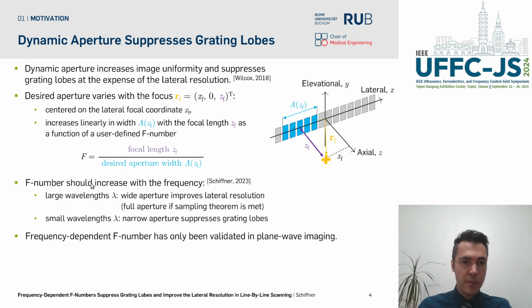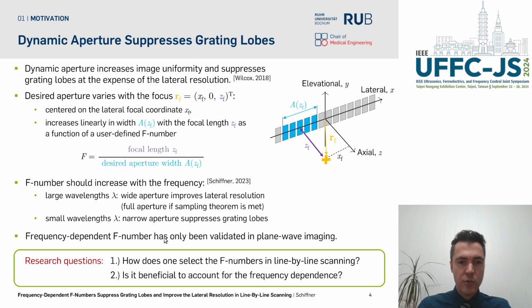This f-number should also increase with the frequency. For large wavelengths, a wide aperture improves the lateral resolution. The full aperture can be used if the sampling theorem is met. For small wavelength, a narrow aperture suppresses grating lobes. This frequency dependence, however, has only been validated in plane wave imaging.